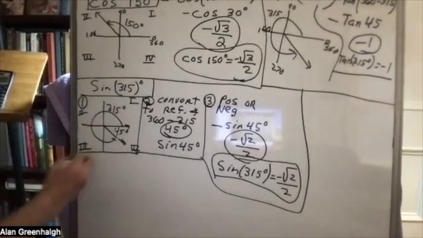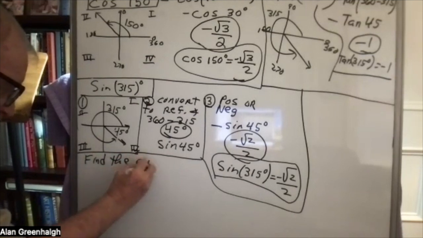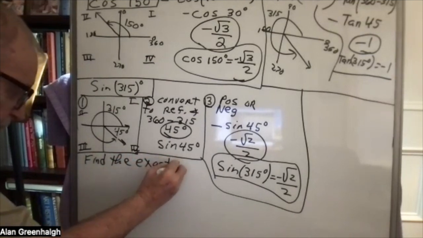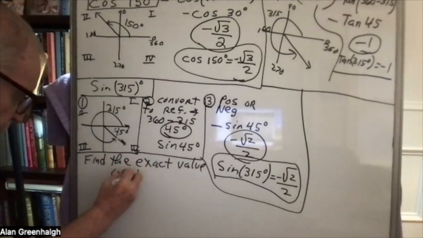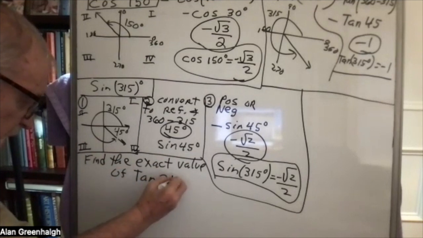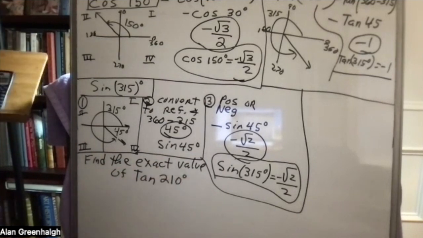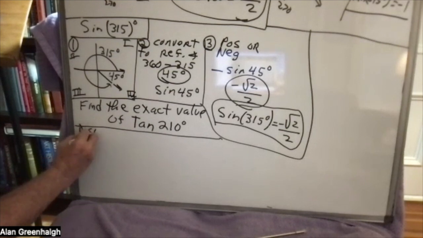Here's another one. Find the exact value. This is how it's going to be written. Find the exact value of the tangent of 210 degrees. And I'll let you try that on your own. Step 1, sketch the angle.